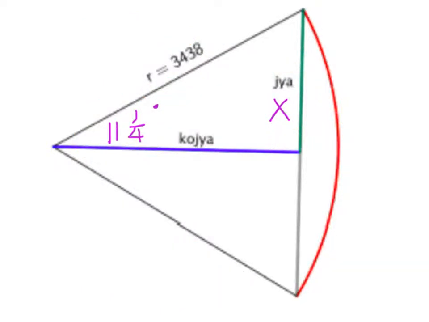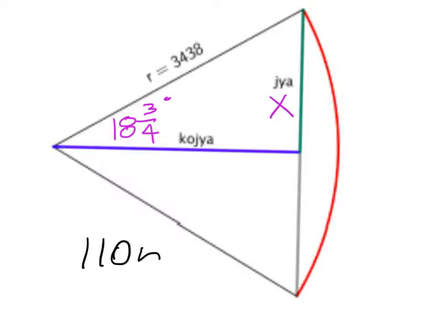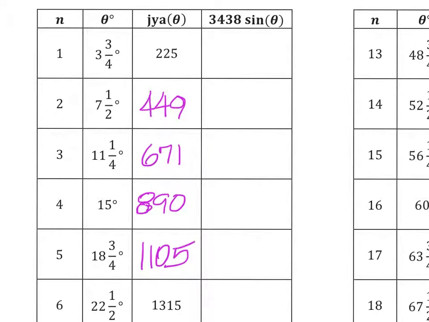Use the same process to find Ja at 11 and 1/4 degrees. So you would do sine 11.25, enter, and multiply by 3438. What do you get? 671, yeah, so you can fill that in on the table. And Ja at 15 degrees, sine 15, enter, times 3438. What do you come up with? 890, yeah. Ja at 18 3/4 degrees, so sine 18.75, enter, times 3438. What do you come up with? 1105, right. So there's what we found in the table: 449, 671, 890, and 1105.